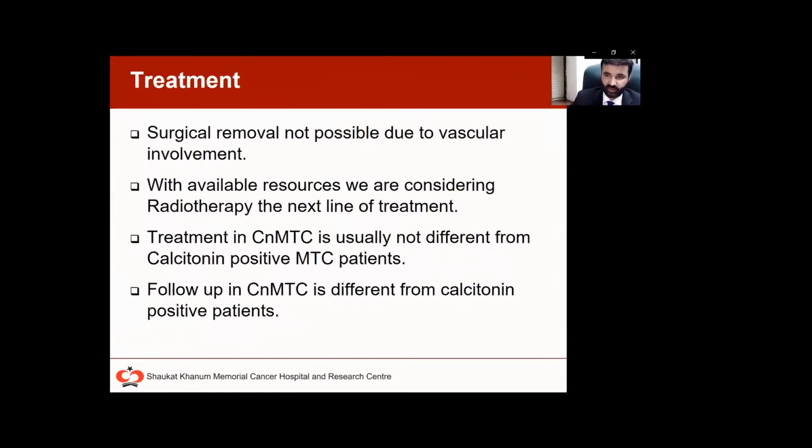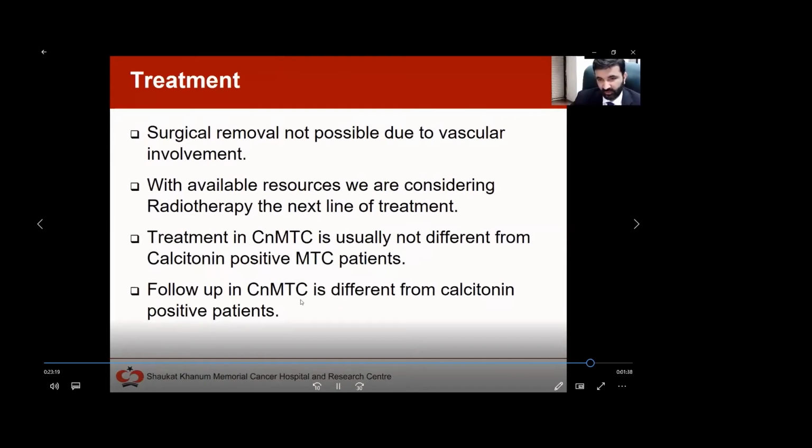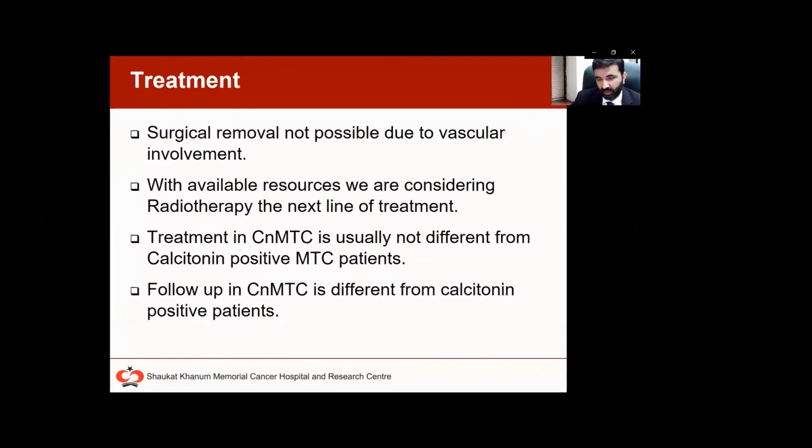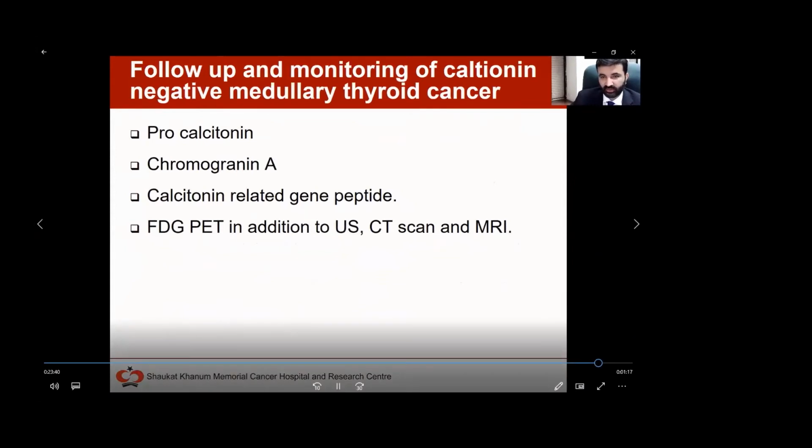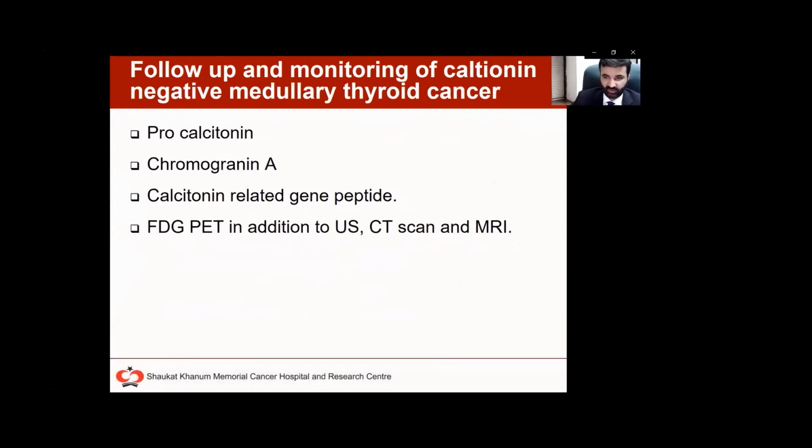So in our patients, the surgical treatment, as we said, was not an option because of vascular involvement. We are now considering radiotherapy as the next line of treatment. The treatment in calcitonin positive and calcitonin negative MTC, however, remains surgical. However, the follow-up will become more challenging in calcitonin negative patients because you wouldn't have calcitonin for follow-up. So different case series and case reports have mentioned calcitonin, chromogranin A, calcitonin-related gene peptide, and all sorts of imaging investigations to follow these patients up for possible recurrence. We, in this particular case, did not get to that stage, so we didn't check any one of these for this patient.